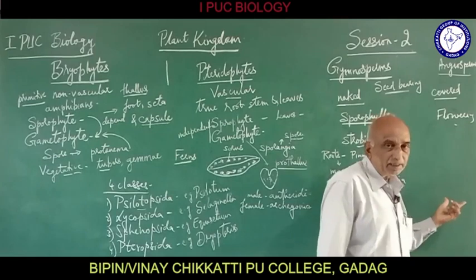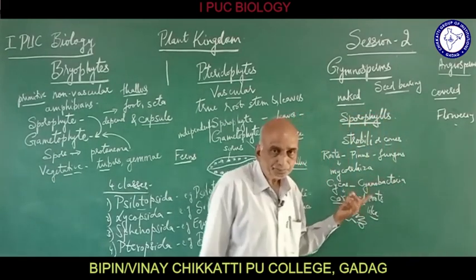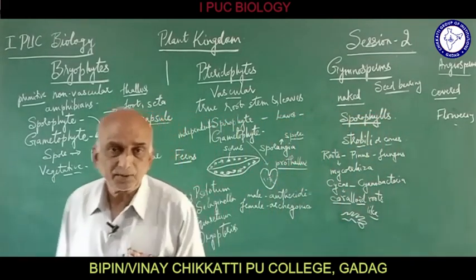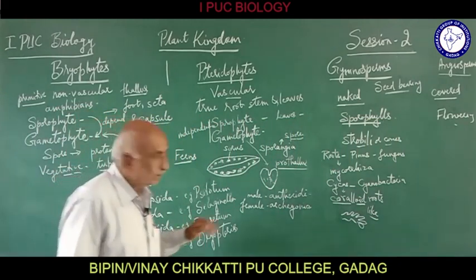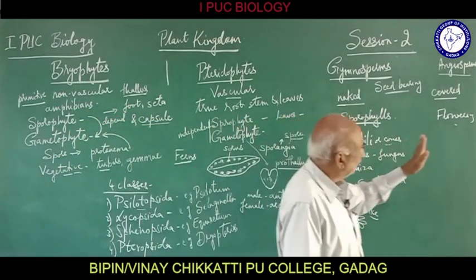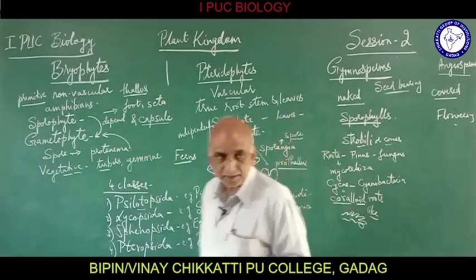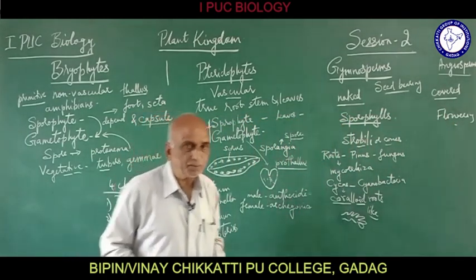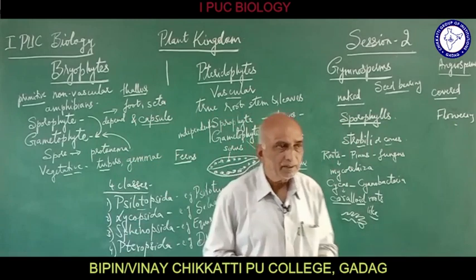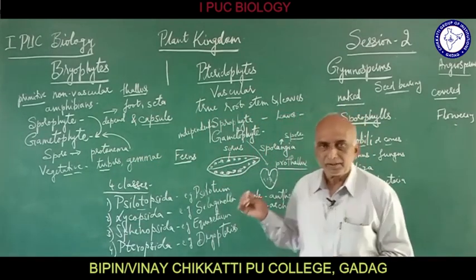And another important thing in this is there is a process called as the double fertilization. So here that is a peculiar type of reproduction in the case of this angiosperms. This is about the plant kingdom, and these are the groups of the plant kingdom.